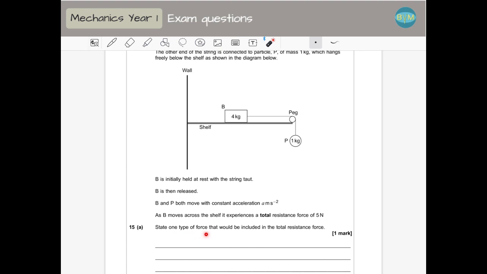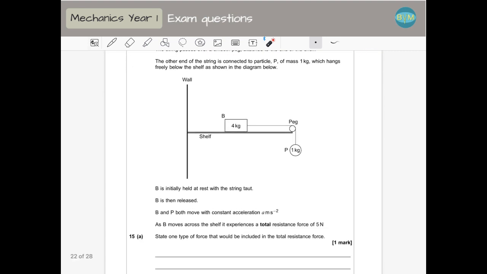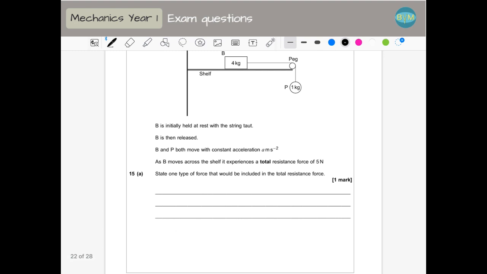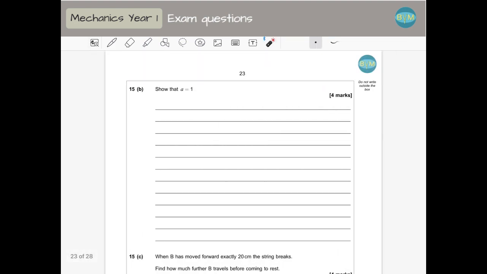State one type of force that could be included in the total resistance force. So they say the surface is rough, right? Which means part of this resistance force will be friction, and that's the only thing that you have to answer for the first one. So friction or frictional force. That's the first.